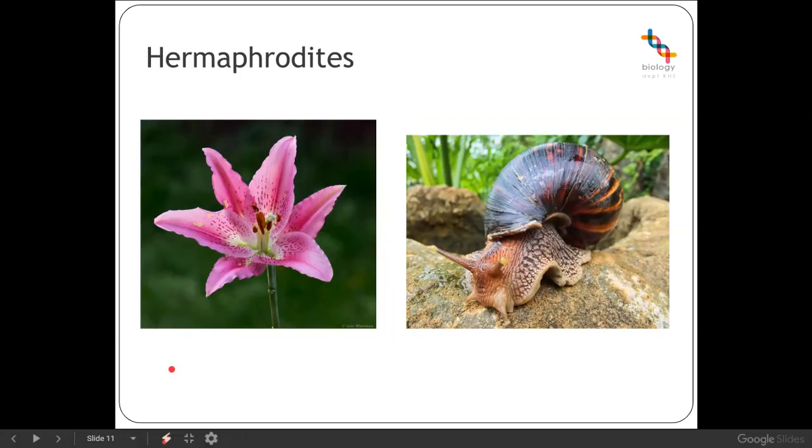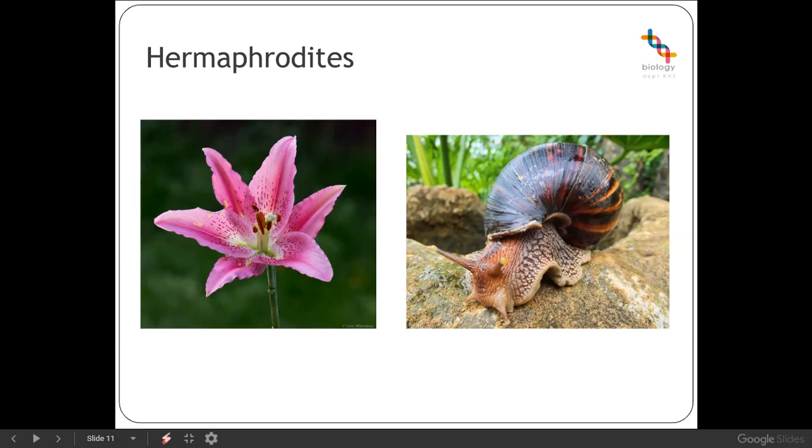Hermaphrodites, on the other hand, are species which have got both functioning male and female reproductive organs in each individual. So they produce both male and female gametes and usually have a partner with which to exchange their gametes. There's normally mechanisms available that means that individuals can't fertilise themselves.